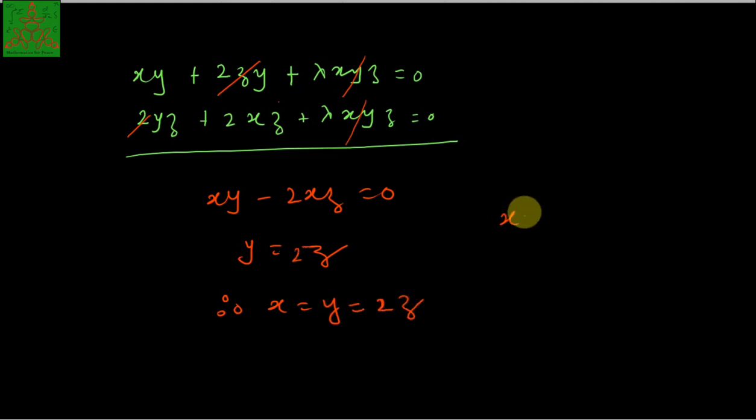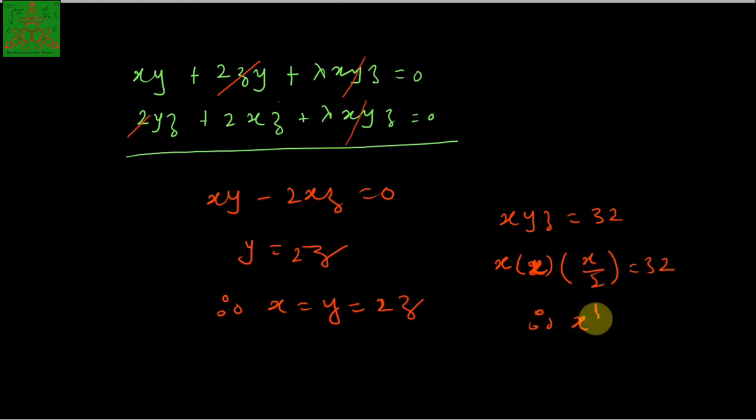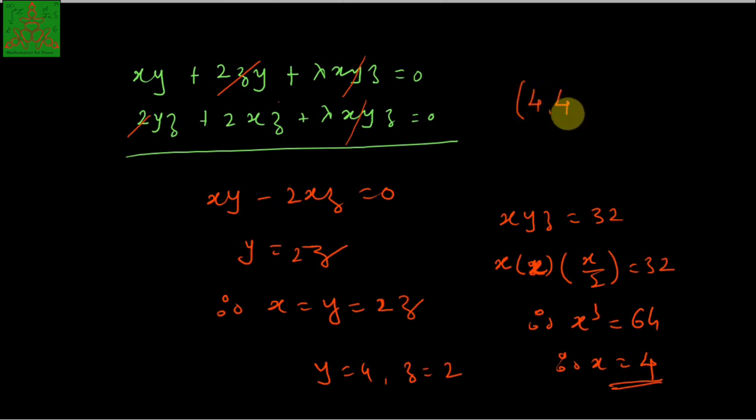And you have xyz equal to 32. If I substitute these values here, we have x into y into z, where the value of y is x and the value of z is x by 2, and that is 32. Therefore x cube is equal to 64, and hence x will be 4. If x is 4, then y is also 4 and z will be 2. So this is the dimension of the rectangular box you will have.